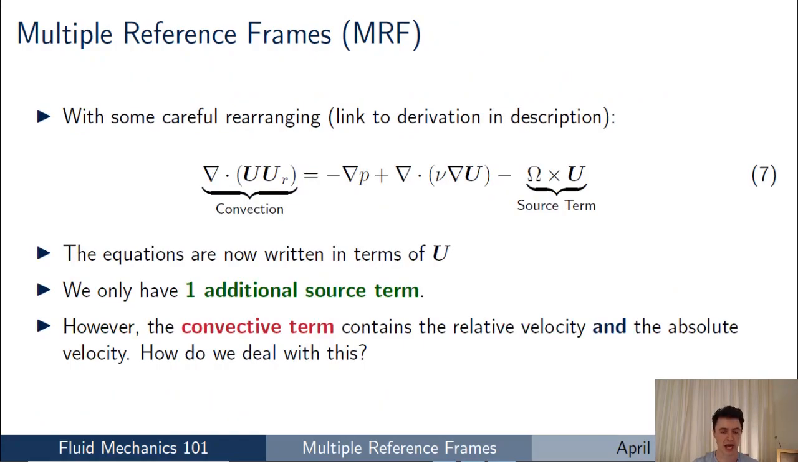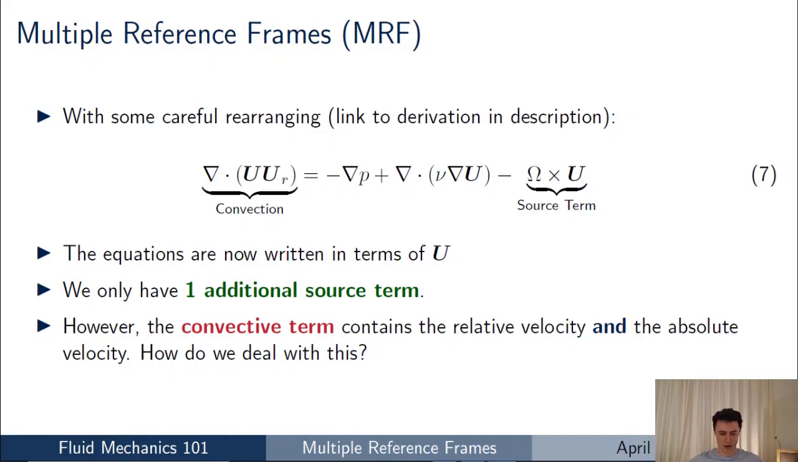And this requires a bit of careful rearranging and some maths. But as before, rather than go through all of the maths here in this talk, I provided a link to the derivation in the description, which you're free to go through if you want. But the result of rearranging these equations is the MRF equation, which you can see there in equation 7. And just taking a minute to examine the terms, what you can see there is the unknown in the equation is now the global velocity, so u without the subscript r. And we've now got a single source term on the right hand side, and we get this source term because of the rearrangement of the various terms in the equation.